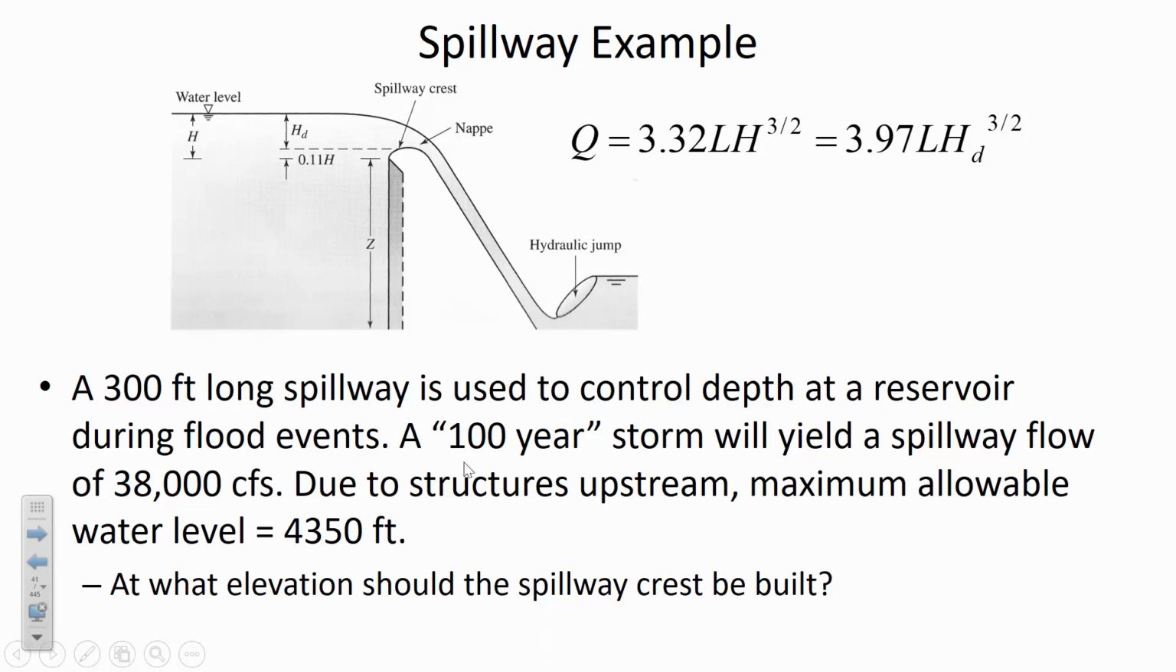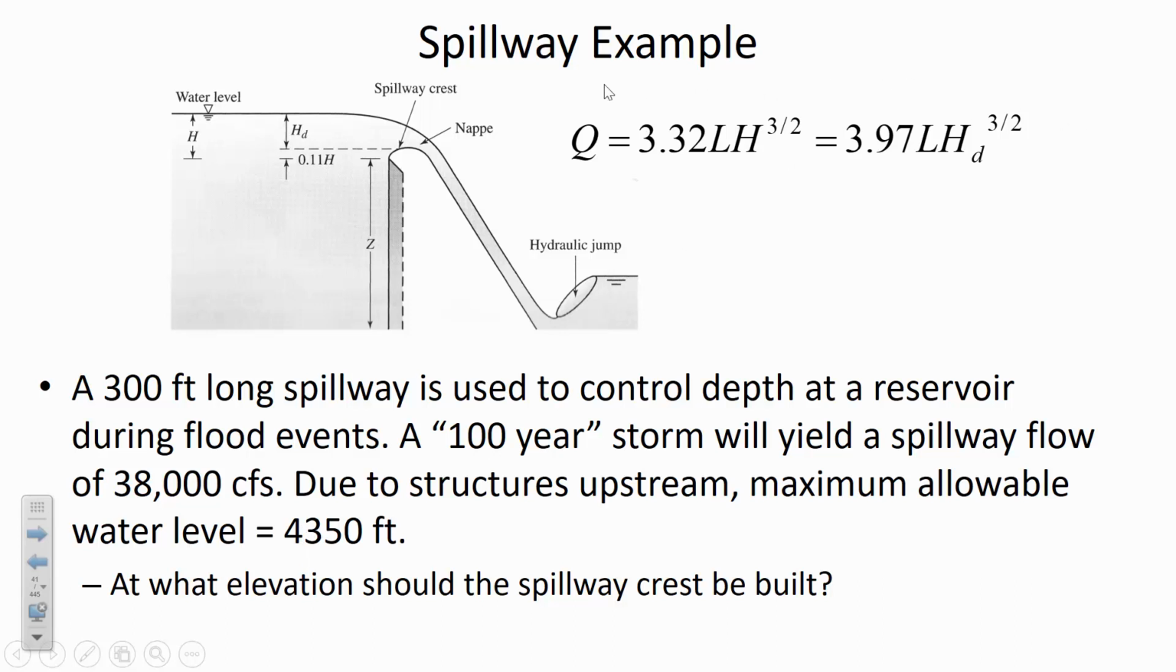In a 100-year storm, we know a certain flow rate is going to be going over the spillway, 38,000 CFS. And there are structures upstream at an elevation of 4,350 that we can't have submerged. And so during the planning process, they'll identify what portion of this upstream river basin can be submerged, and then the areas that are going to be preserved, even when the dam is built. And so what we're going to do here is just calculate what elevation the spillway crest should be set to so that the water level upstream never exceeds 4,350.